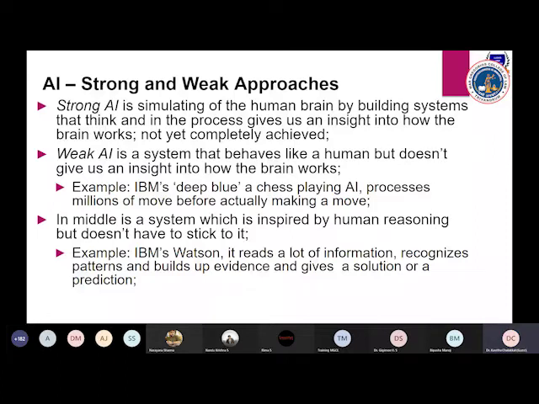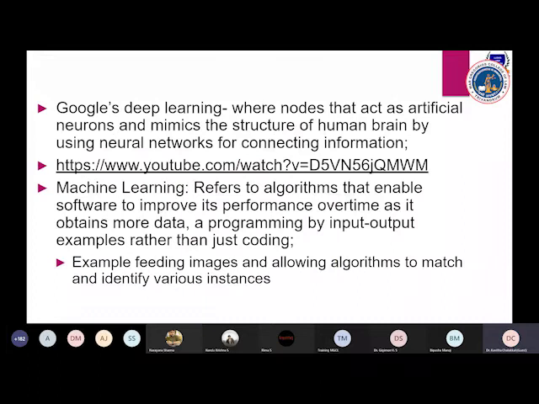Another very good example of middle AI is Google Deep Learning. In Google Deep Learning, they have nodes that act as artificial neurons and mimic the structure of the human brain by using neural networks for connecting information. One of the best examples, like what I said right now, is somewhat similar to Cortana in Windows. If you're using the latest version of Windows, you have Cortana installed in it. You can speak to Cortana and tell Cortana what you need, or you have Siri in Apple systems, or Alexa in Amazon.